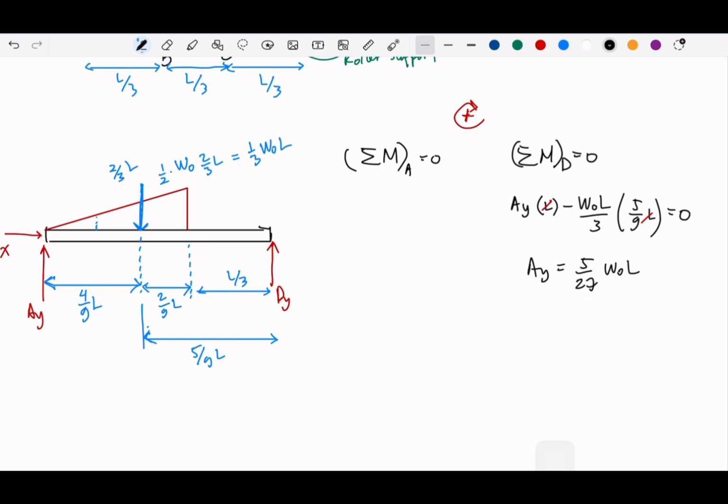And the same thing here, we take the moment with respect to A. So this will be positive 4/9 L, right? And then minus DY L. So we get DY is 4/27. Okay. And of course AX will be 0 because there's nothing on the horizontal axis. So there's no equilibrium for the horizontal.